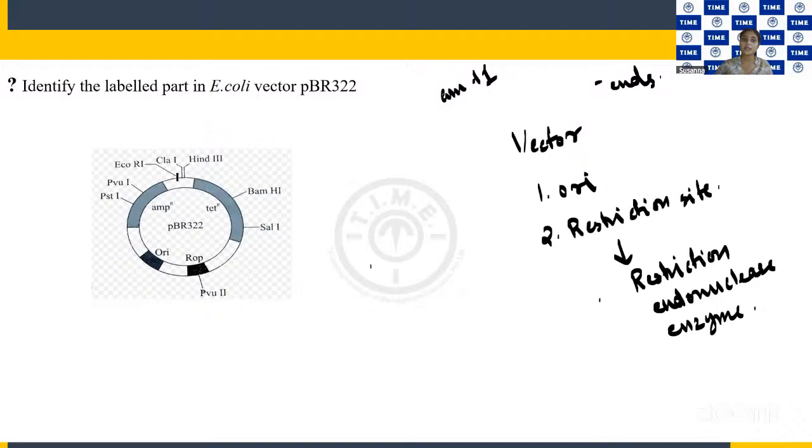Now this blue shaded region is the ampicillin resistance area, and this is the tetracycline resistance region. That is, you have that specific antibiotic resistance gene in that particular area. Then we have the ORI. ORI is the origin of replication site, from where the replication starts. Then you have the ROP. ROP is actually a gene which encodes proteins needed for the replication of the plasmid or the vector. So this is an overall idea, and I hope you understood what each one is.